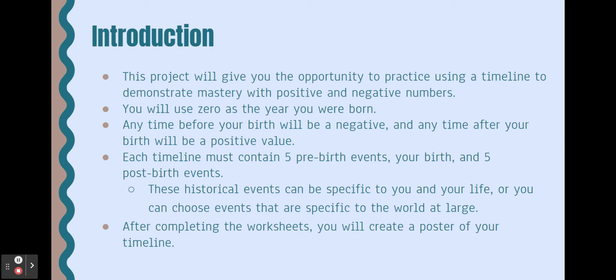Any time before your birth will be a negative, and any time after your birth will be a positive value on the timeline. Each timeline must contain 5 pre-birth events, your birth, and 5 post-birth events for a total of 11 events on the poster.